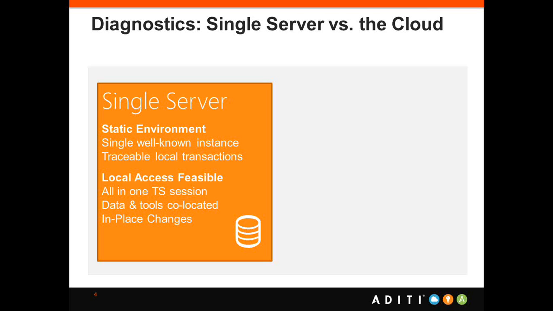There are traceable local transactions. What it means is the machine is going to be the same machine. It is going to have the hard disk and hard drive mapped, and whatever information you have is going to be constant. The local access is feasible. It might be local or remote access, but the tools which we need to get the information from this machine and the data are co-located. They can be on the same environment, the same machine. And you can very well do in-place changes in your monitoring information, whatever you want.